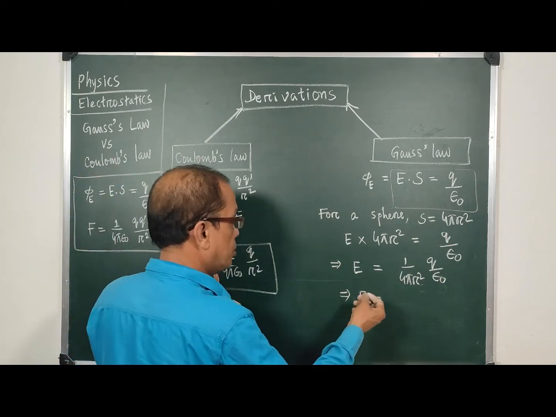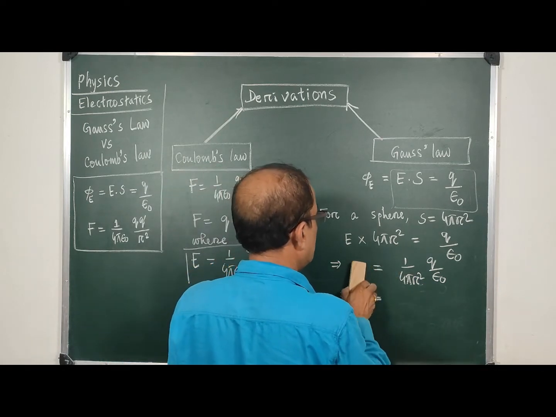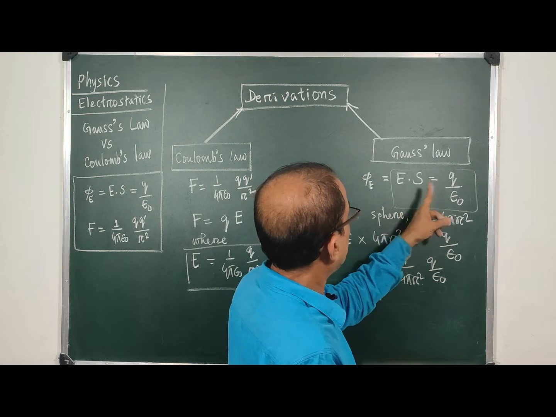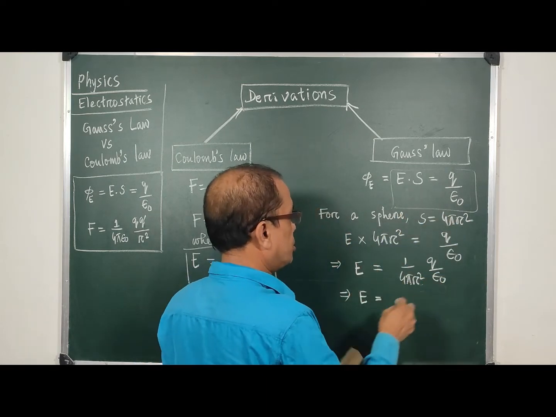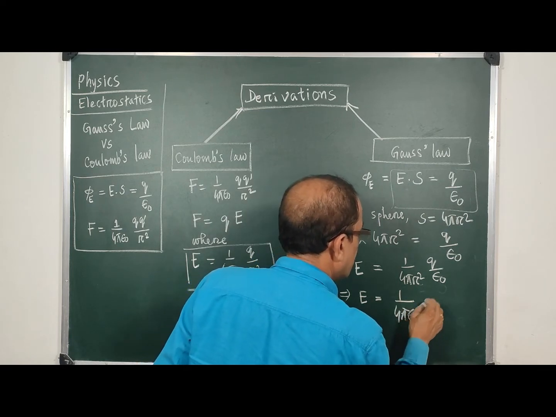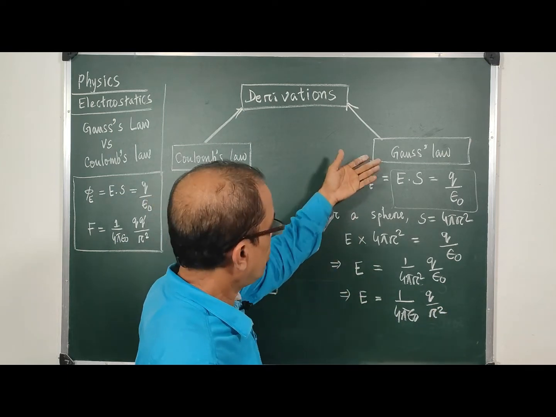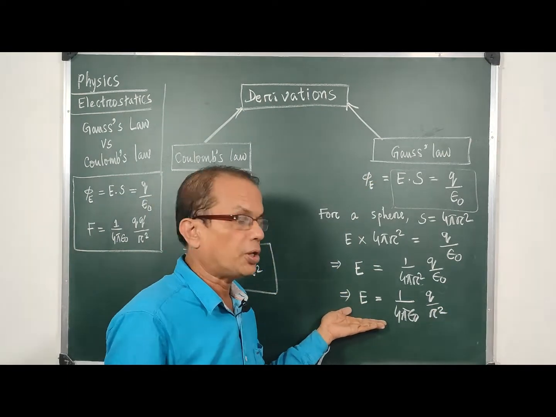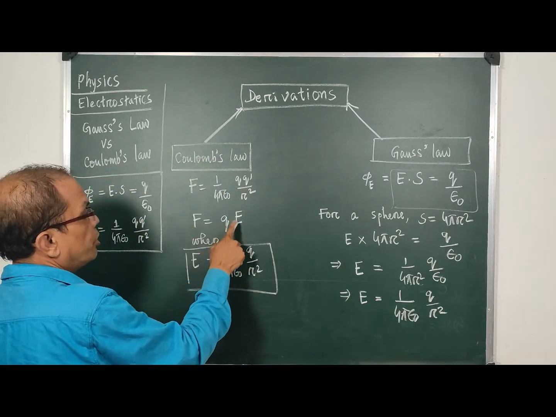So let us write that way. So E is equal to, now E into 4 pi r square is q upon epsilon 0. So the value of E is this much. Write it in this way, 1 by 4 pi epsilon 0 into q by r square. Clearly from Gauss law we have reached the value of E, and we know according to Coulomb's law F is equal to q into E.